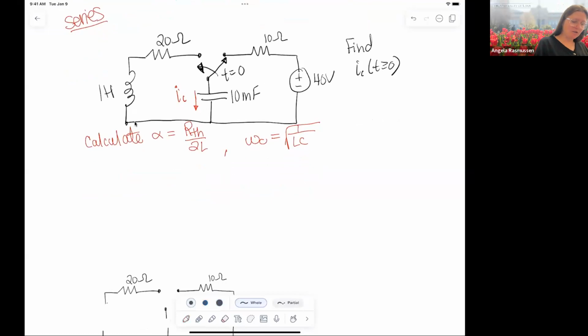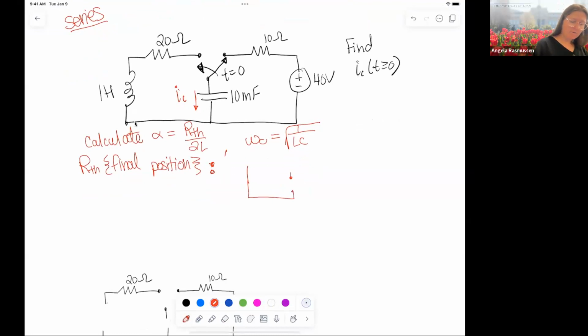All right, so RTH you find from the final position. And so in the final position, you have this circuit, and the switch is closed there. So this is VC and then 20 ohms. So hopefully you see that the connections between these two, RTH will just be 20. And so alpha is 20 over 2 times 1, so 10.